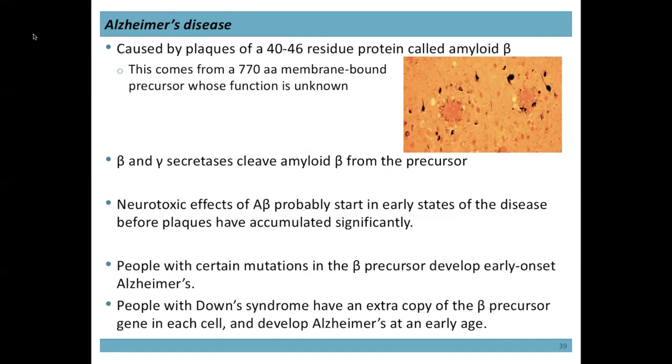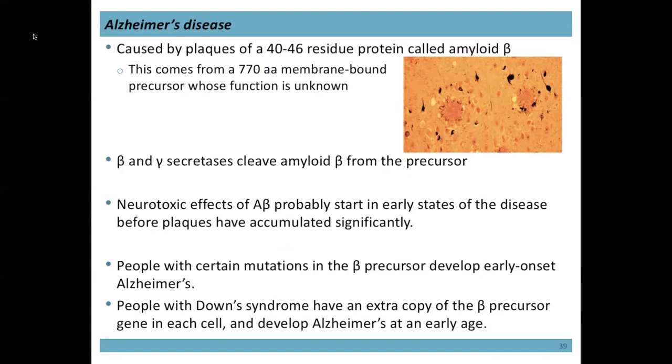And there are people with certain mutations that develop early onset. People with Down syndrome have an extra copy. I believe it's trisomy 21 that they have. And so there's an extra copy of this beta precursor gene in each cell, and so they have extra beta precursor. They tend to get Alzheimer's at an early age.